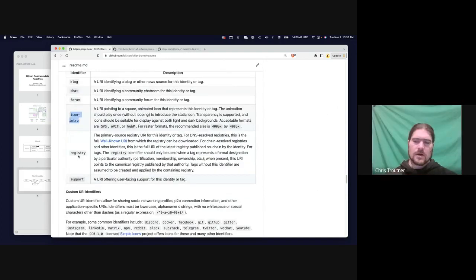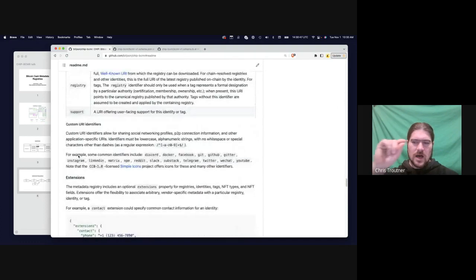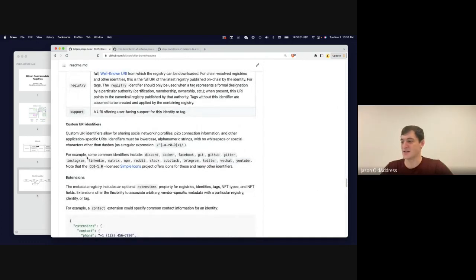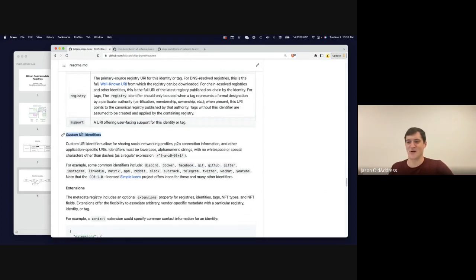So if I wanted a non-standard identifier like cat, it would just be a .cat because it's an object. Exactly. Yep. Some common identifiers include Discord, Docker, Facebook, GitHub, et cetera. That's where you would put your Twitter URL and stuff. By necessity, we don't standardize any of that. That's all under these custom URI identifiers.